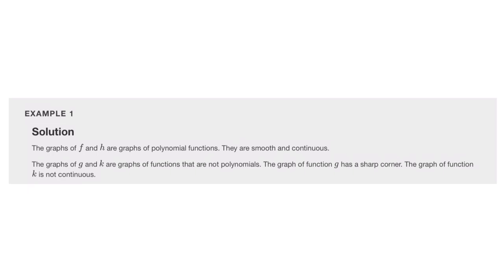So a main property of polynomial functions is that their graphs are smooth and continuous. No sharp corners or edges, and no holes or gaps or breaks. So if you have a sharp corner, a hole or a gap or a break, then it's not the graph of a polynomial function.